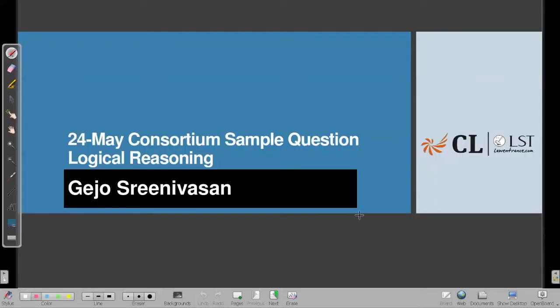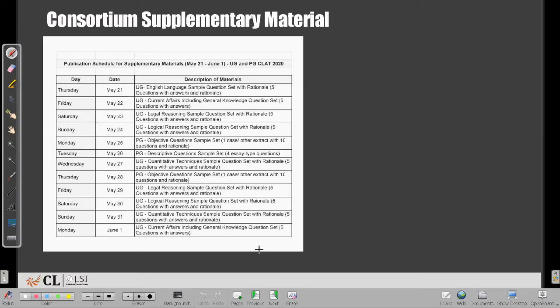Hi. Today, on the 24th of May, the consortium has come up with supplementary material on logical reasoning. That's what we're going to look at. They have told us that they're going to release supplementary materials. Now today is 24th of May. We are going to look at the logical reasoning sample question. So when you look at the logical reasoning sample test section, you see this.